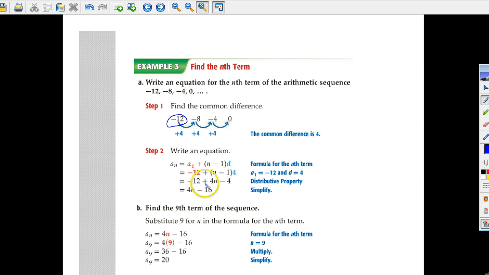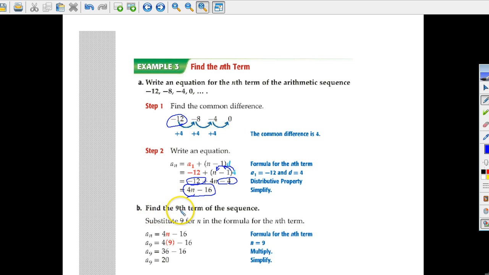Now we can simplify this by using the distributive property. So 4 times n minus 4 times 1. And then you can simplify the negative 12 minus 4, which becomes negative 16. So now you have 4n minus 16. That was the answer for part A.